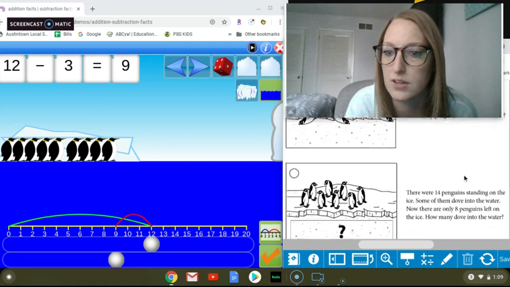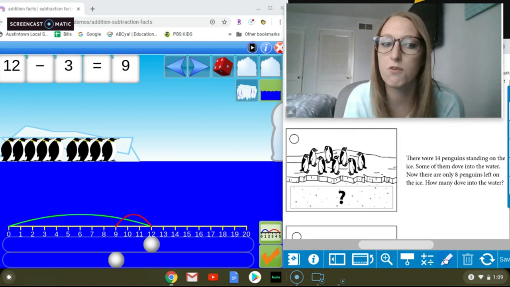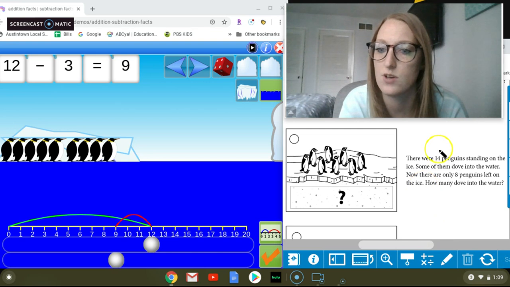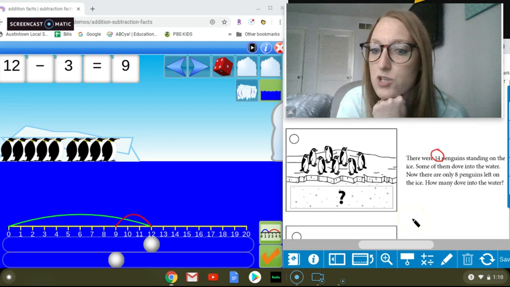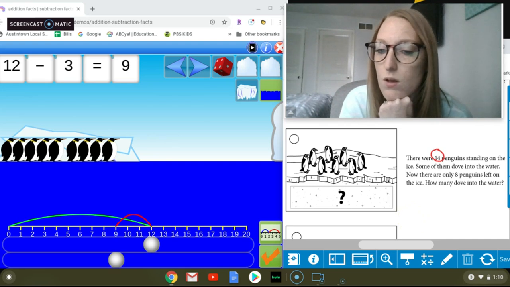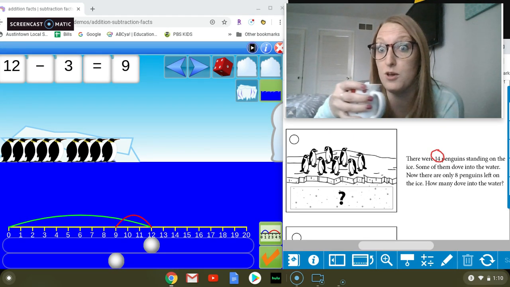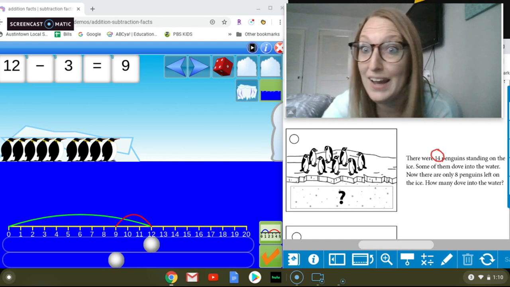All right, so now let me scroll on this over here. And we're going to scroll to the next story problem. This one looks a little bit different. It says, there were 14 penguins standing on the ice. So how many do we start with? We start with 14 penguins standing on the ice. Then some of them dove into the water. Do we know how many dove into the water? No, we do not. It says some. So what is that thing we use for some? Yeah, we use a box.